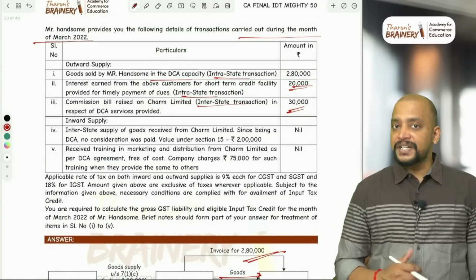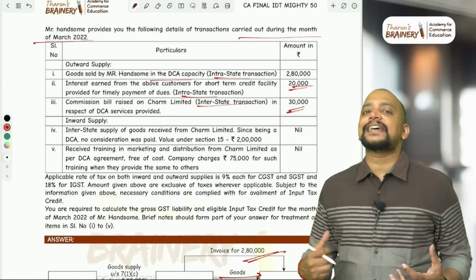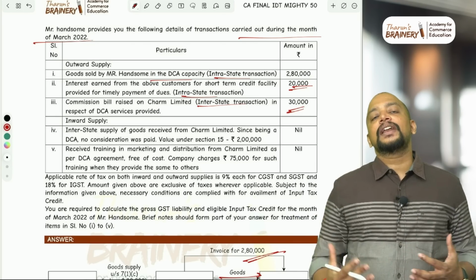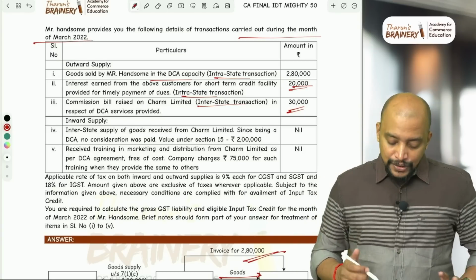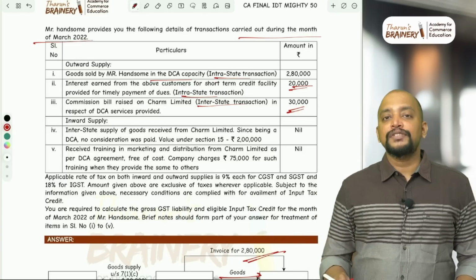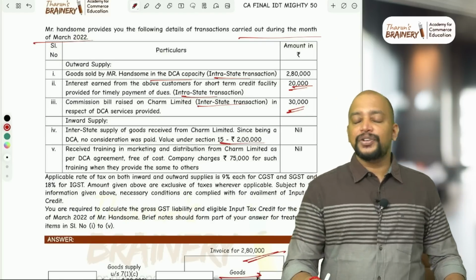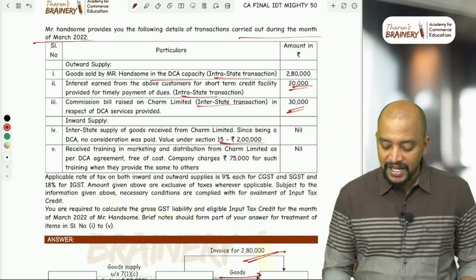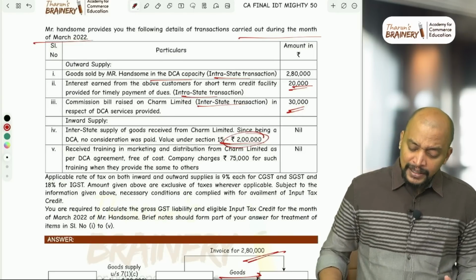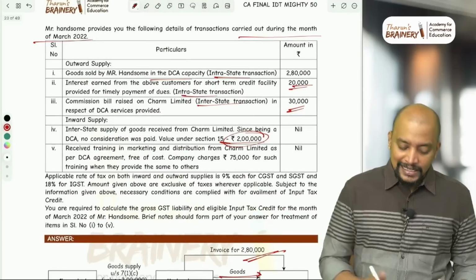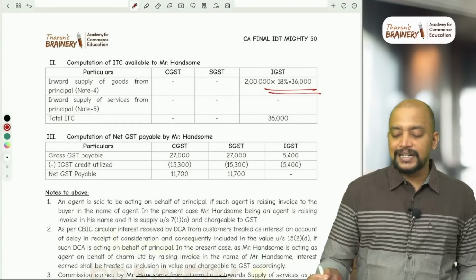Now we have some inward supplies. Interstate supply of goods received from Charm Limited. So as the agent is acting on behalf of principal, so in that case the principal sending the goods to the agent will become supply under 7(1)(c). So accordingly, what will be the value? The value will be taken as the value as per rule 29, principal agent transaction. As per rule 29, they have given the value as 2 lakhs. So the 2 lakhs will be taken here. Okay. And so 2 lakhs into, is it intrastate or interstate? Interstate. So therefore IGST. So 2 lakh into 18%, 36,000.